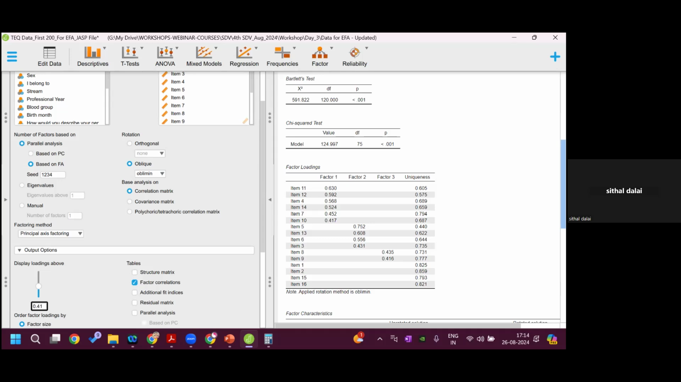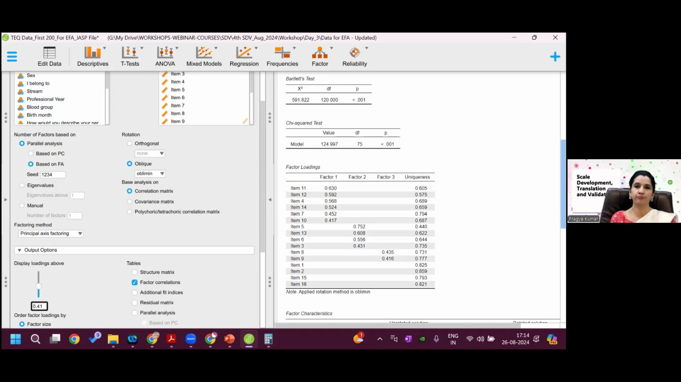So ma'am, considering these factors, we will discard the last 4 items: 1, 2, 15 and 16. We will not enter those items in our final structure. We will not take these, because the error is very high, you can see 82%, 79, 85, and the factor loading is very low.